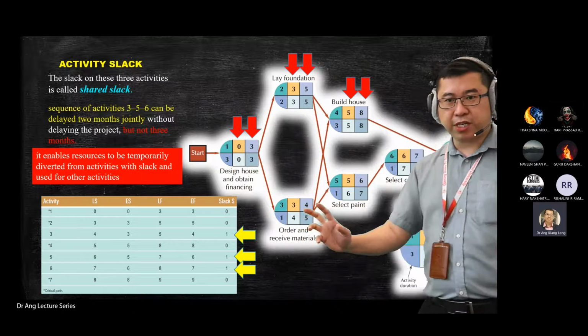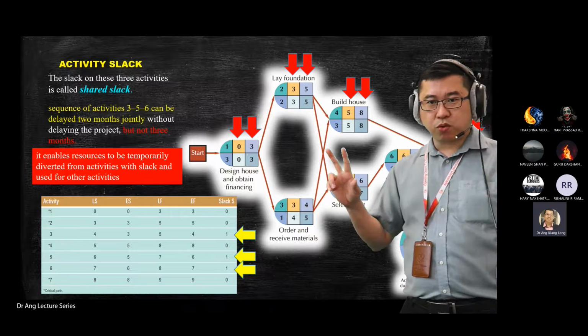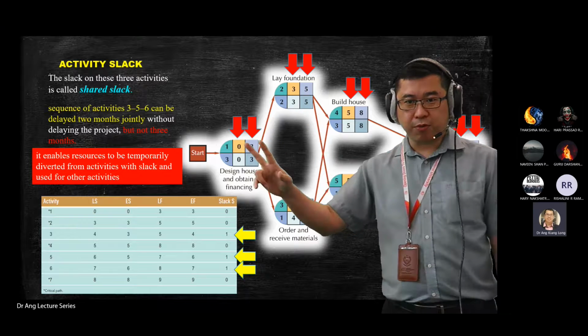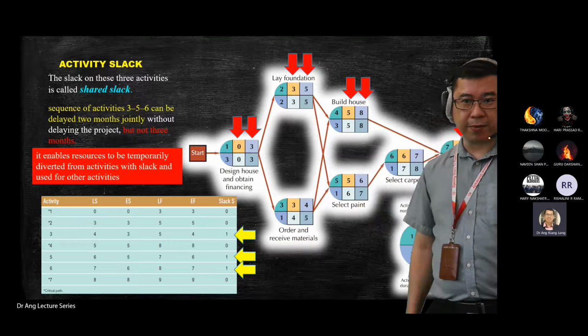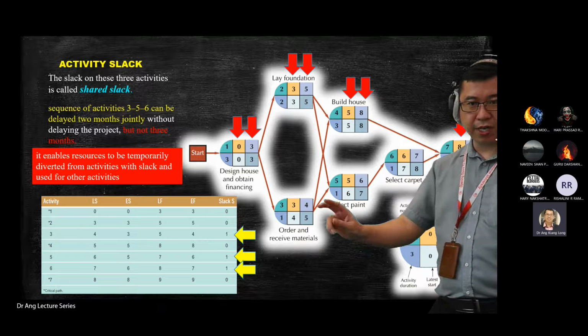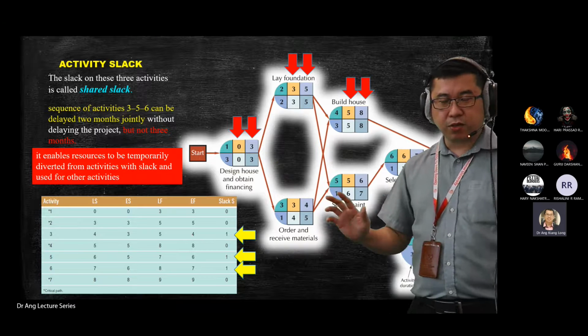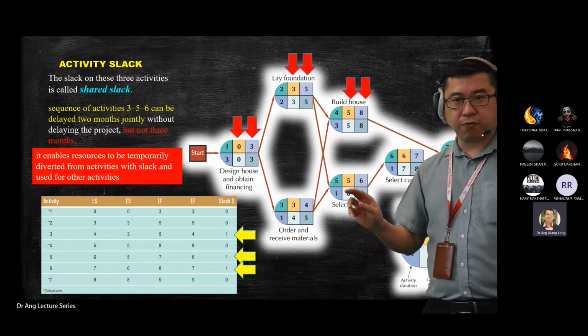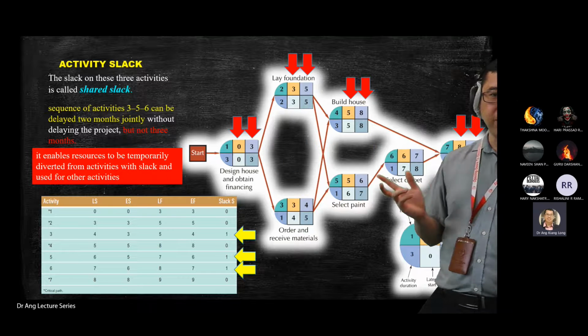You can pull resources from activity 3 and 5 to handle activities 1, 2, and 4, for example. Okay, you can pull the resources that you need from these 3 and upload them into these 3 activities, so that you can afford some delay over these 3 activities. Because for these 4 activities you cannot delay at all.